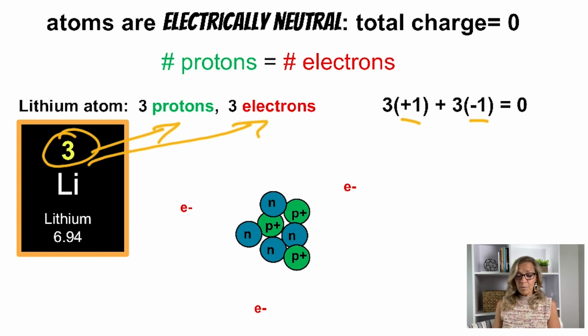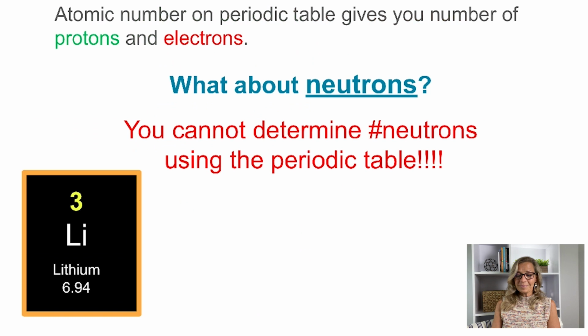So here is a little model of the lithium atom. Now remember, it's not to scale. Those electrons should be really far away. But if you add up all the particles, the total charge is 0.